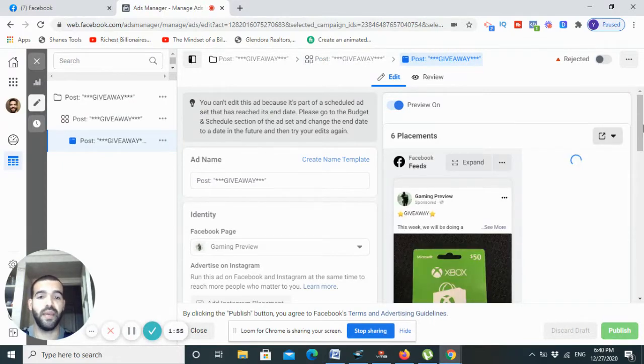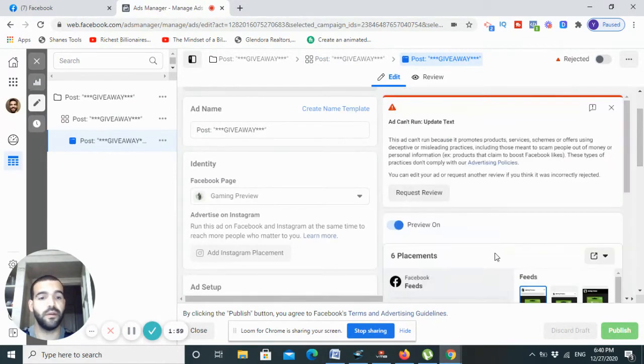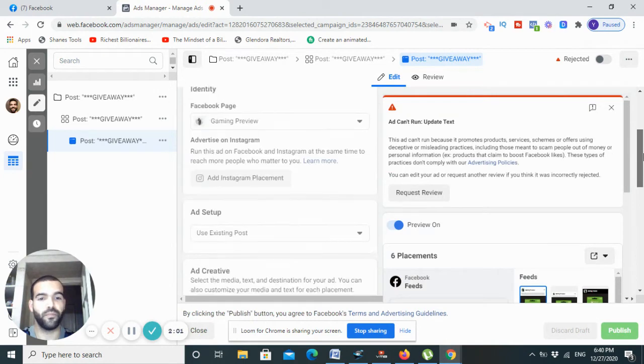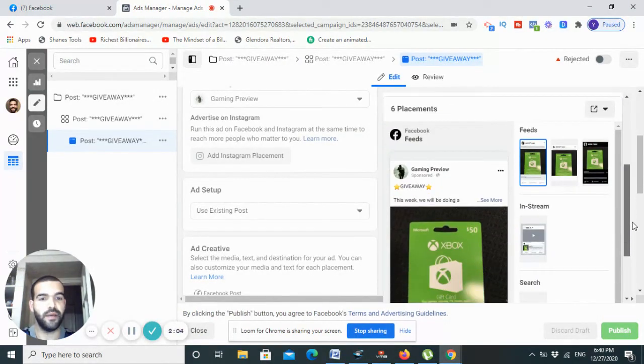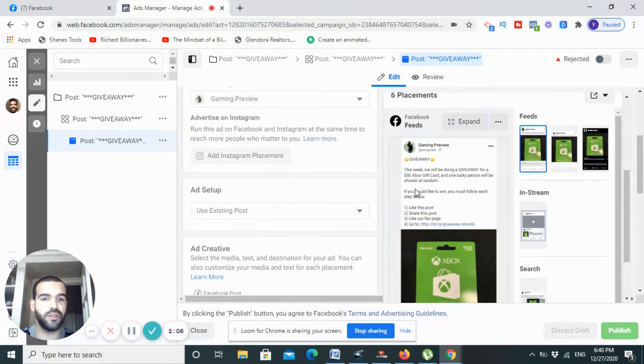The campaign was, yeah, there you go. As you can see here, the campaign was asking people to qualify by liking the post, sharing the post and liking the fan page, then going to the link to fill out some information. That's how I could earn some money when people fill out the form. And of course, I was offering a $50 gift card.